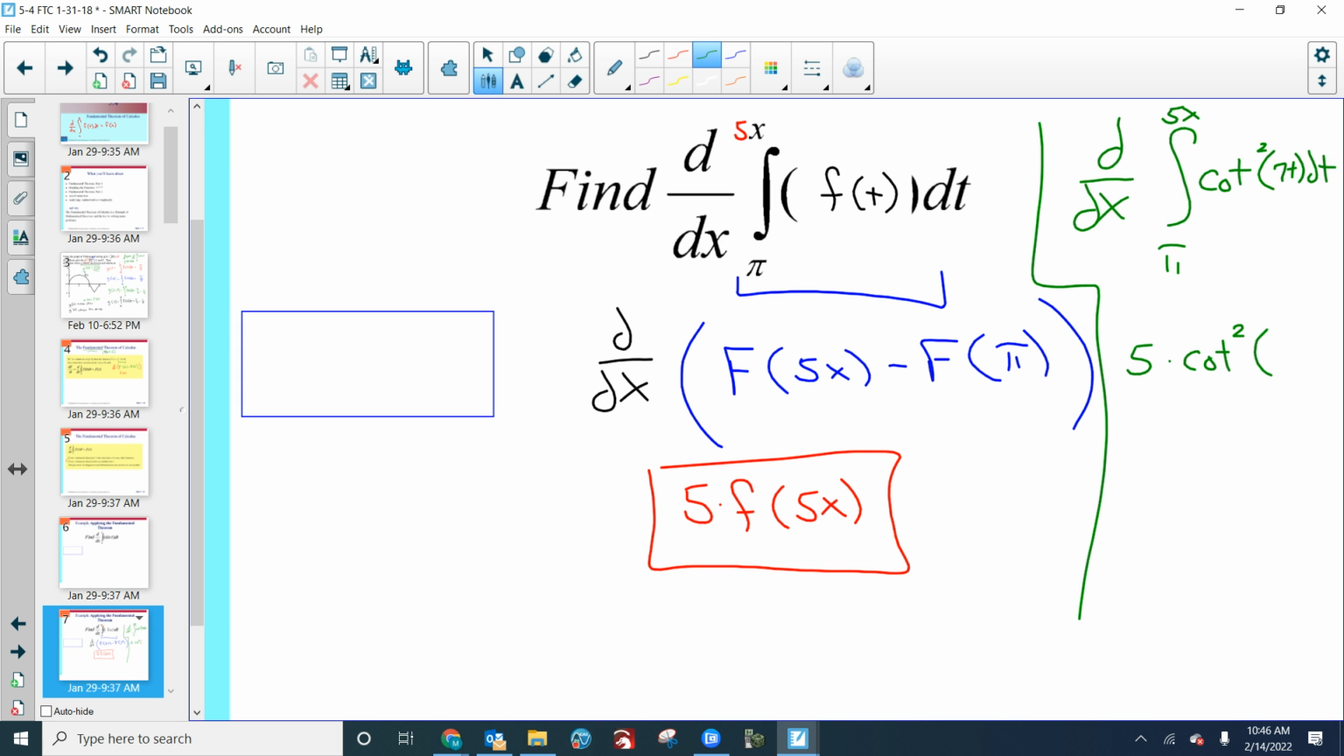What's 7 times 5x? 35x. That's your answer. Take 5 and multiply by little f of 5x. Little f of 5x is cotangent squared of 35x times 5. Does that make sense? I told us the process.